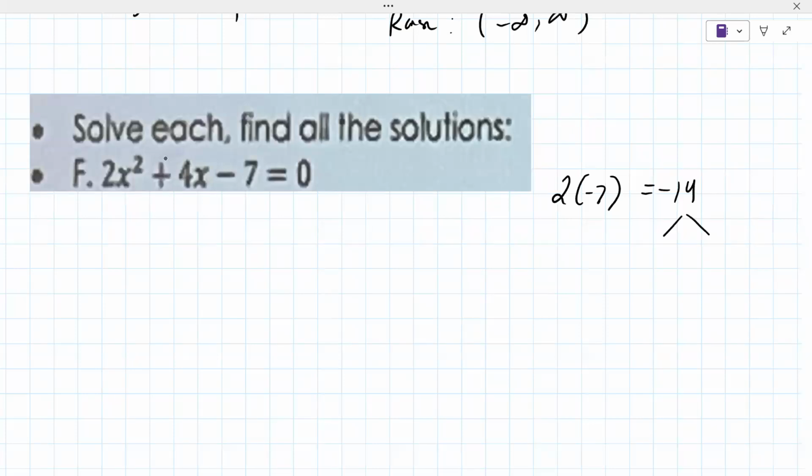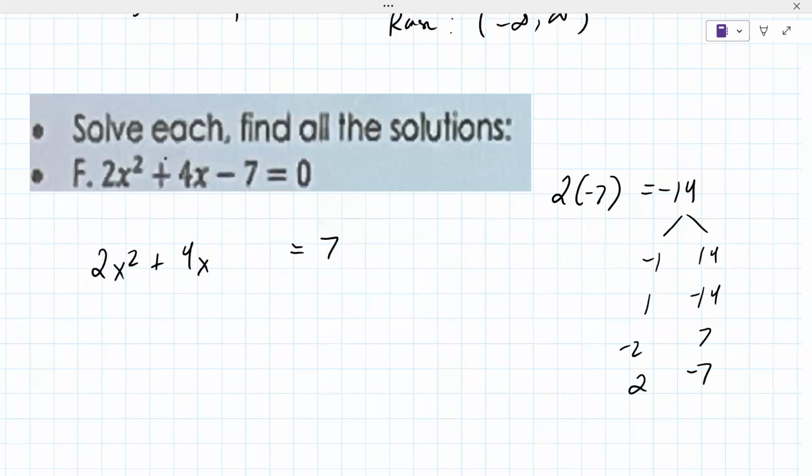So I'm looking at -14. That's -1 and 14, 1 and -14, -2 and 7, 2 and -7. So not possible. So you are going to have to use the quadratic formula or complete the square. Which would you probably do? Complete the square.